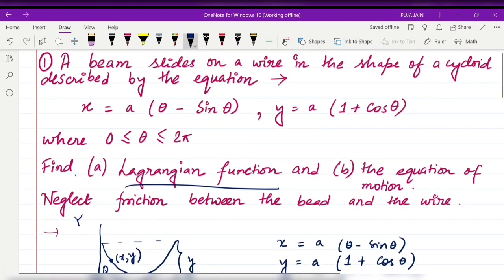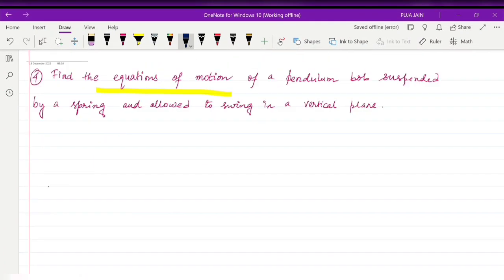Okay, next question. The equation of motion means we need to find the Lagrangian equation of motion. Before that we need to find the Lagrangian, so we need the kinetic energy and the potential energy. Also before that we need to know the generalized coordinates, that is, the minimum number of coordinates required to specify the motion of the system. So we will start from the basics.